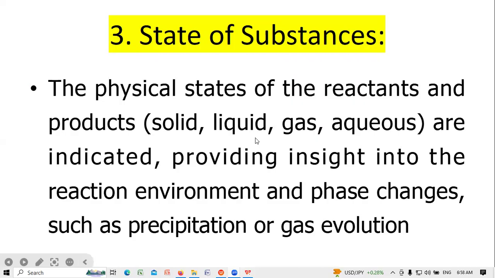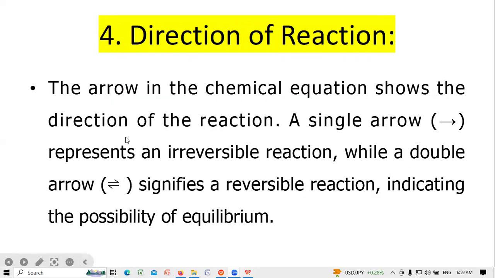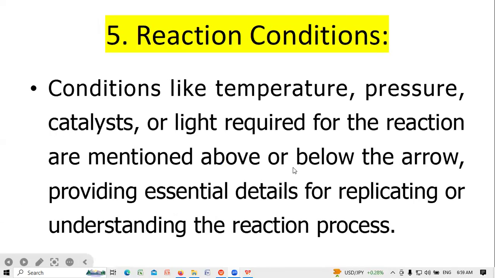State of the substance: the physical states of the reactants and the products, solid, liquid, gas, aqueous, are the indicators providing insight into the reaction environment and phase change, such as precipitation or gas evolution. Direction of the reaction: the arrow in the chemical equation shows the direction of the reaction. A single arrow represents an irreversible reaction, while a double arrow signifies a reversible reaction, indicating the possibility of equilibrium. Reaction conditions like the temperature, pressure, catalyst, or light required for the reaction are mentioned above or below the arrow, providing the essential details for replicating or understanding the reaction process.